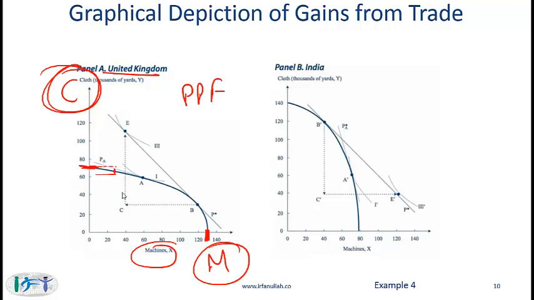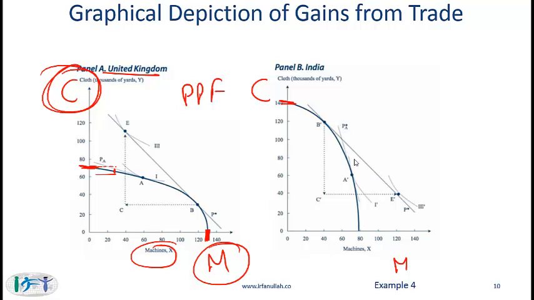If there is no trade, then the consumption would also have to be based on the PPF. A similar picture is shown for India, and just graphically these pictures depict that India is better at clothes and the UK is better at machines.